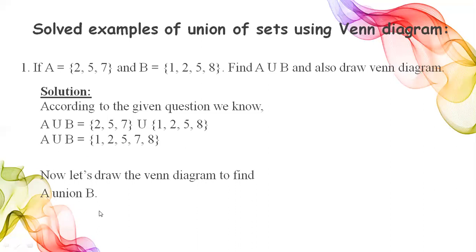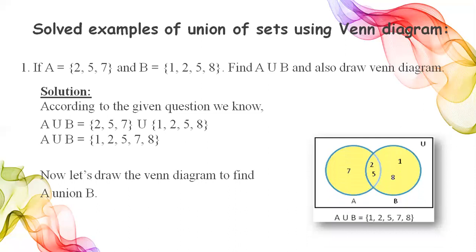Now we are going to draw our Venn diagram. We know that these two sets are overlapping, since 2 and 5 are repeating. This rectangular box shows the universal set. The first circle represents set A and the second circle represents set B. Set A contains 3 elements, 2, 5, 7, and set B contains 4 elements, 1, 2, 5, 8.